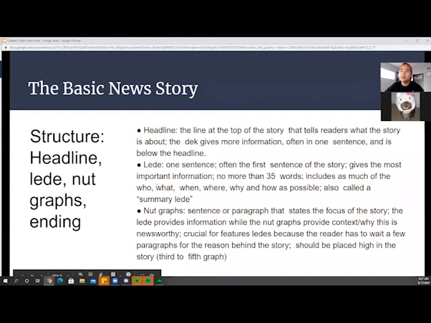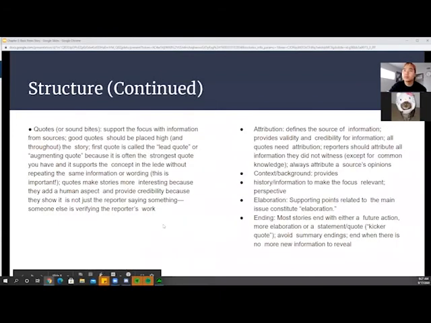All right, we talked about the lead, we talked about lit graphs. Quotes are important. We'll get into detail in the next few slides of how to use quotes, and I'll review one of the former assignments we needed to do. But quotes, actually we'll get to that after. There's quotes, attributions. Attribution is giving credit to the source of the quote. So it defines the source.